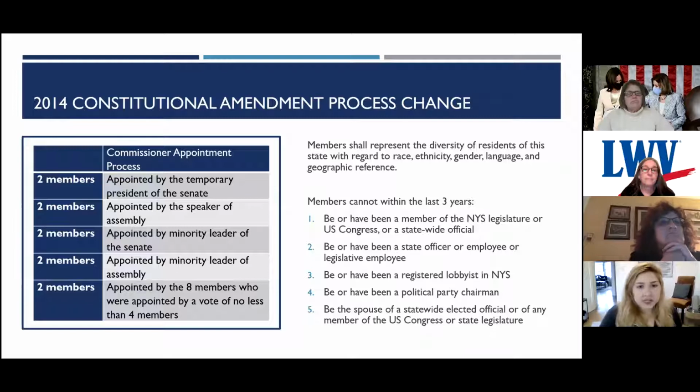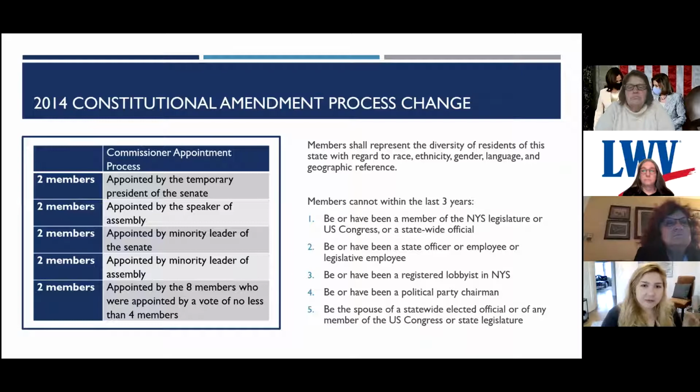So digging a little deeper into the rules around who can be a commissioner, the commissioners cannot have been a legislator, either of the New York State legislature or of Congress, or a statewide official, the spouse of an elected official in any of those levels of government, a state employee or state officer or a legislative employee, a registered lobbyist, or a political party chairman within the last 3 years.